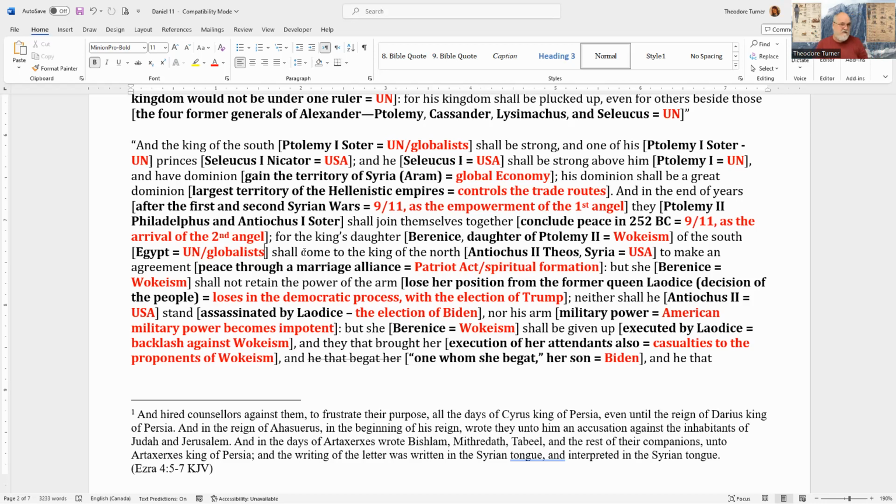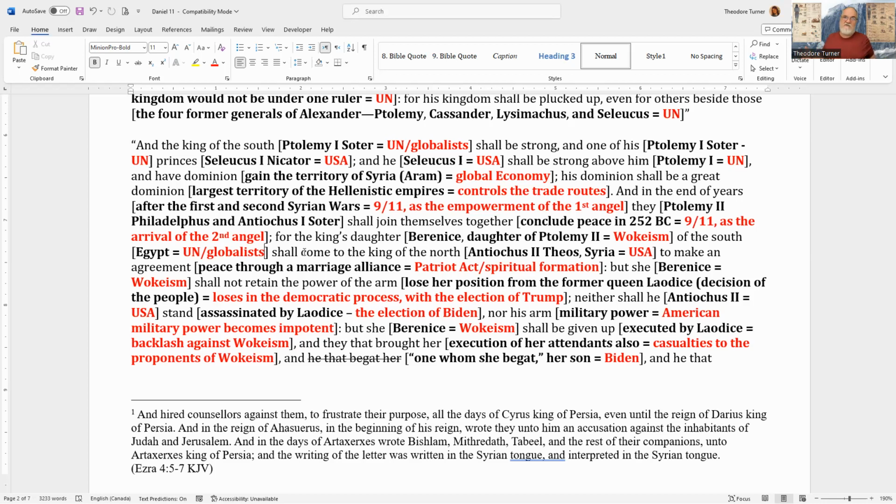Because as far as Laodice is concerned, she's going to come against also the king of the north. So even though she's the queen of the king of the north, she's going to assassinate the king of the north, right? Antiochus II, right? So obviously this would have to deal with this fickleness of the populace, of the democratic process, in contrast to that of republicanism, right?